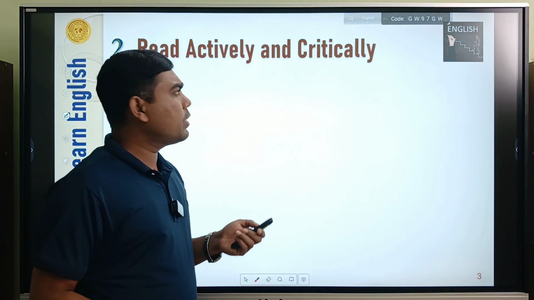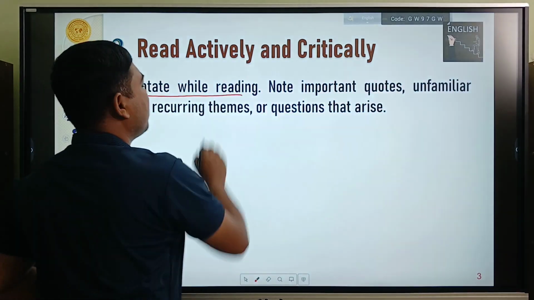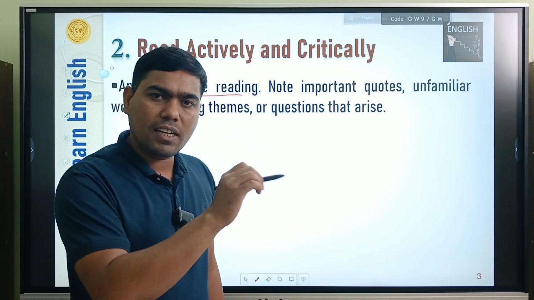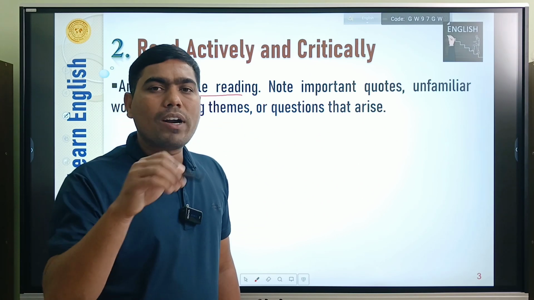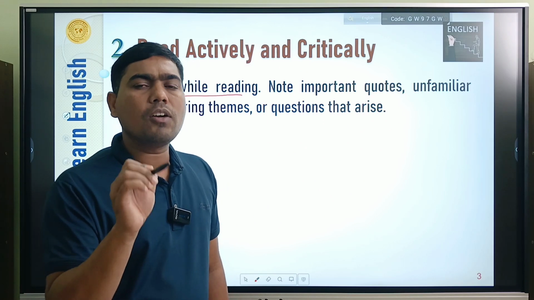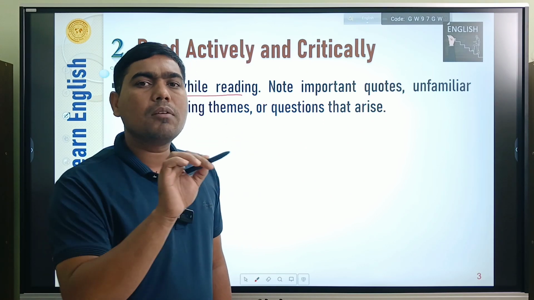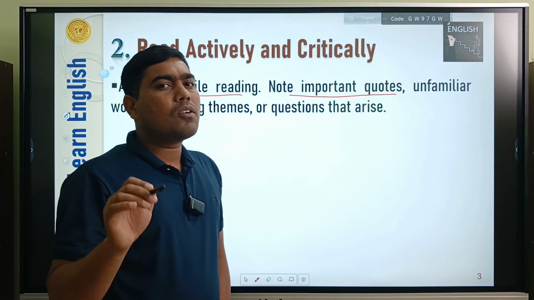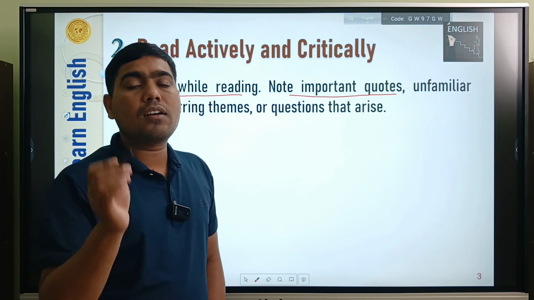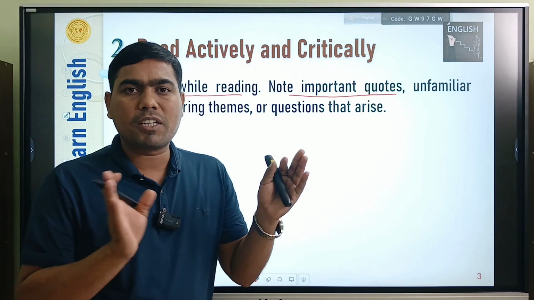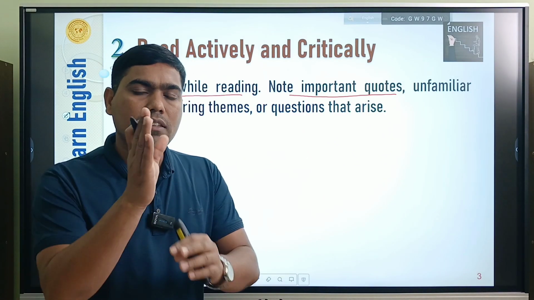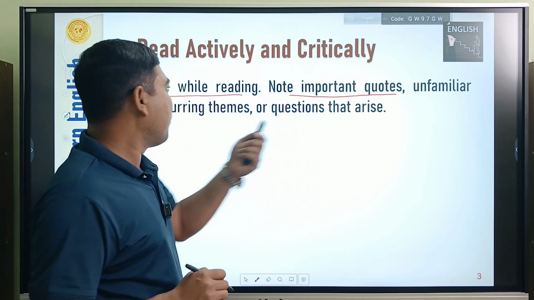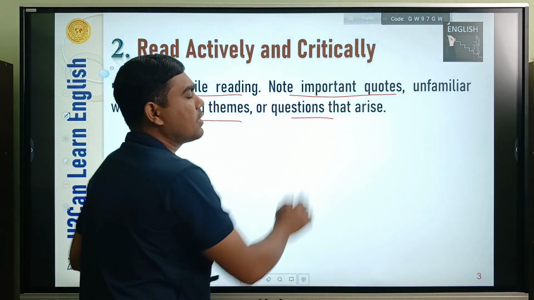So what should you do here? Annotate while reading. Annotate means to understand the meaning of a particular word, especially in the case of a particular sentence used in the text, not the word individually. Rather, you have to know the meaning of the word according to the text or according to the meaning of the sentence. Note important quotes. There are some sentences which are not so important. Even there are some other sentences or some parts of a particular text which are very important in understanding the theme of the particular writing. So always identify the unfamiliar words, recurring themes, and questions that arise.